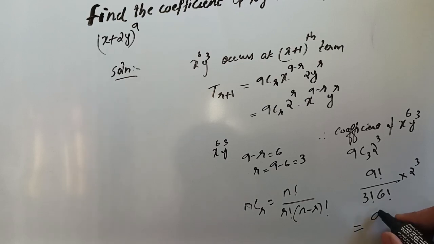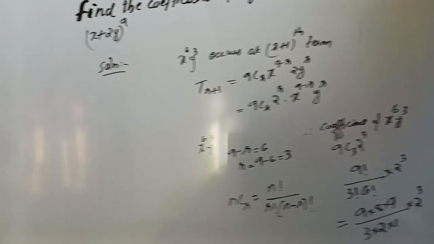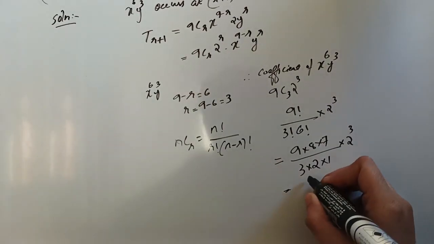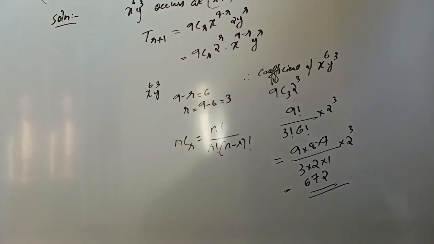We can write 9 into 8 into 7 into the other term 6 into 5 into, that is 6 factorial, that we can cut from the denominator, and 3 into 2 into 1, that is 3 factorial, into 2 cube, which is equal to 672. This is the coefficient of the term x raised to 6 y cube.